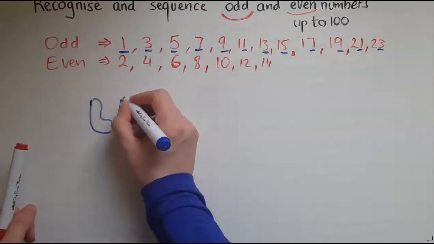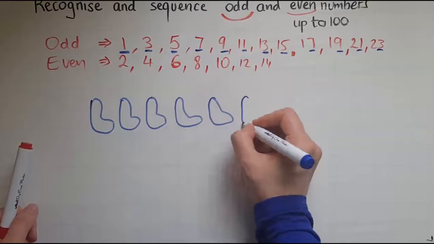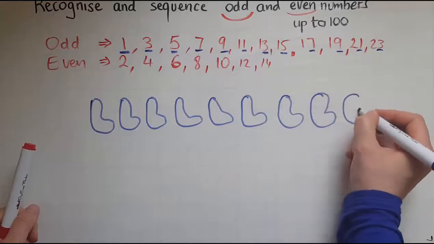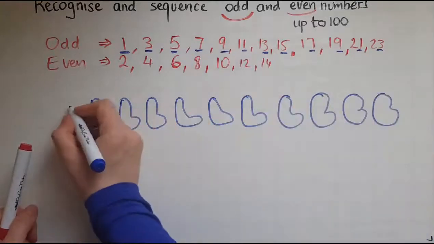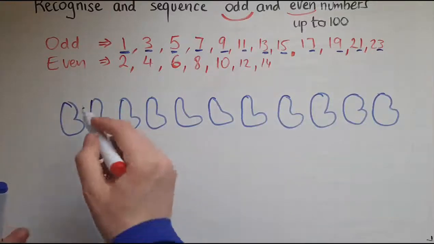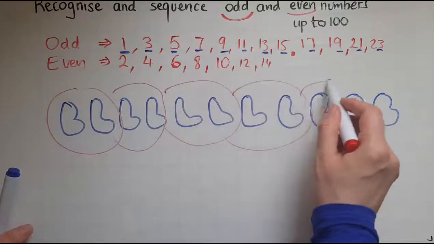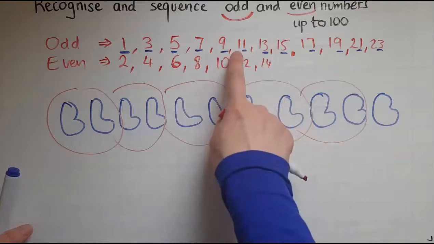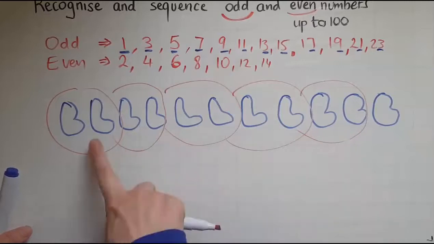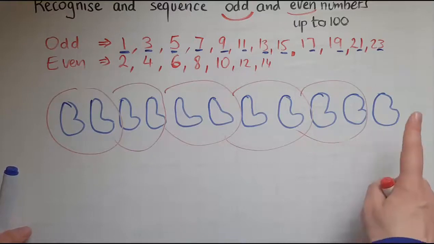So 1 sock, 2, 3, 4, 5, 6, 7, 8, 9, 10, 11. So there are 11 socks. But what's going to happen? We're going to make a pair there, 2, 3 pairs, 4 pairs, 5 pairs. So with the 10 in there, we're making pairs. So we've got them even. It's only the extra one that makes it odd.